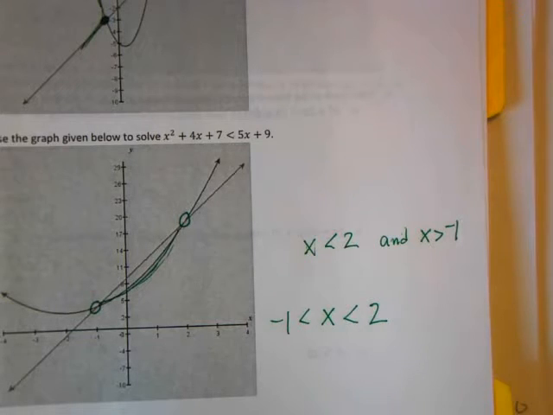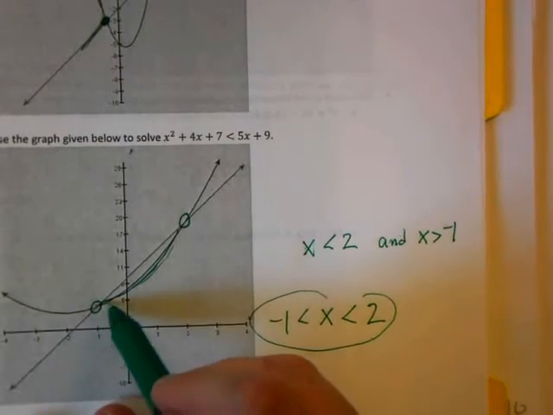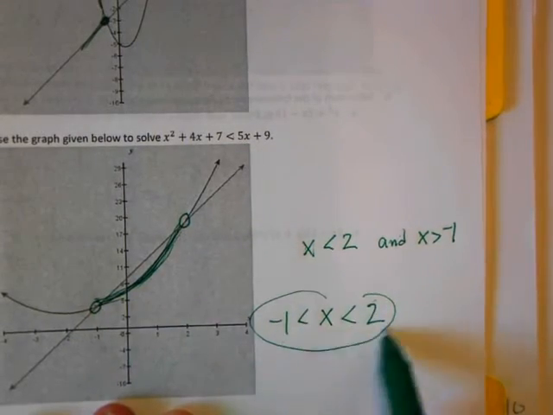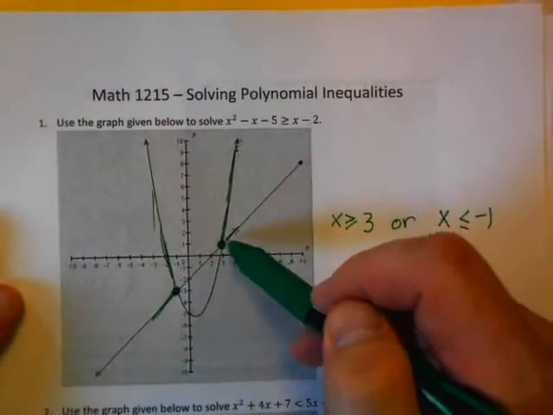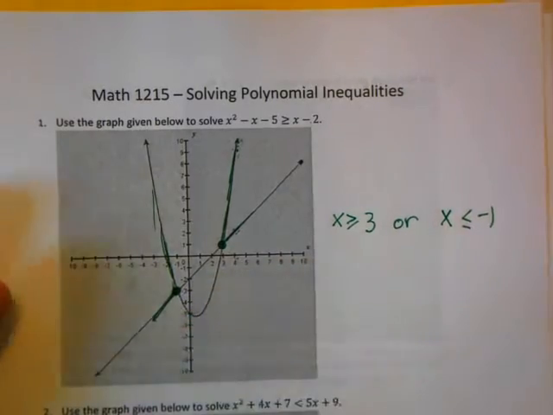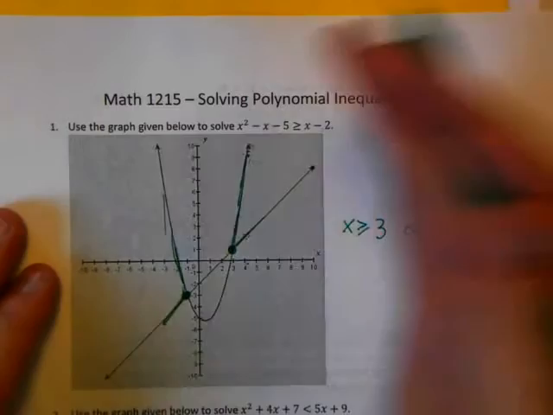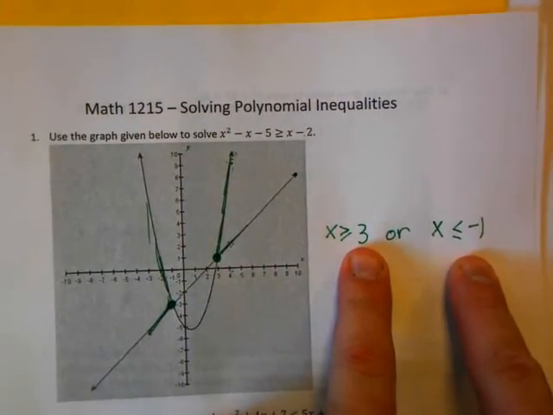So notice the difference in these two answers. This answer, we had one chunk shaded in. We wrote one complete answer. This problem back here, we had two completely disjoint chunks, two pieces that don't touch at all. We had a chunk starting at 3 and bigger, a chunk starting at -1 and lower. We had to write that one as two answers.